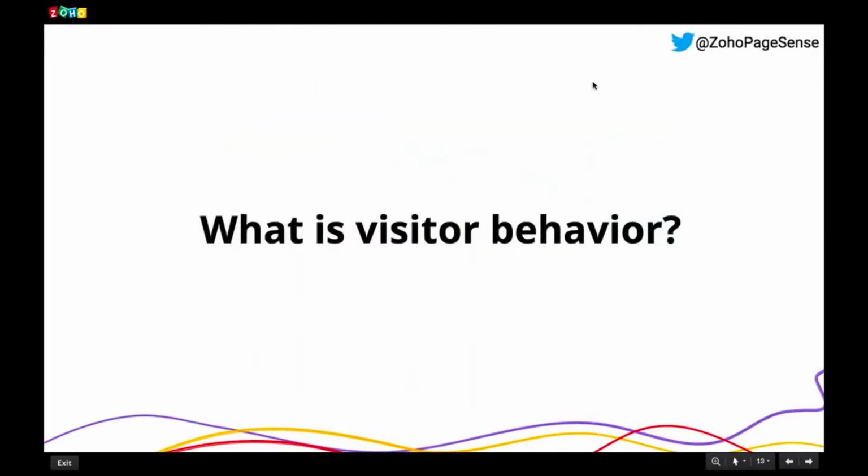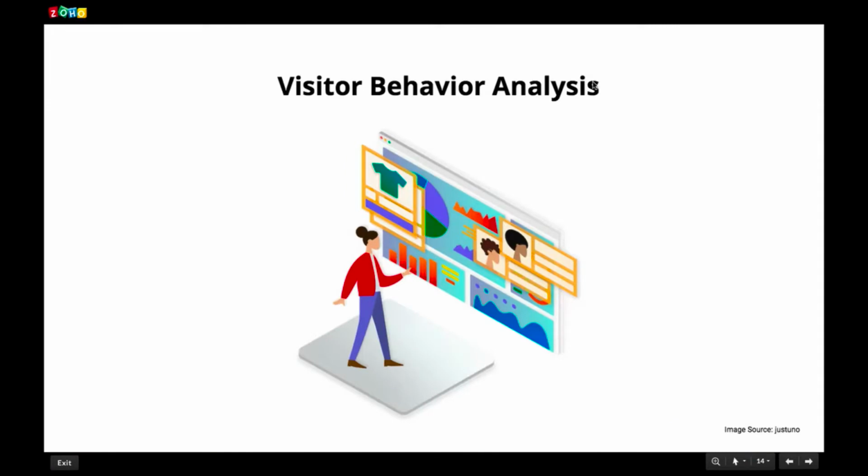So what is visitor behavior? Visitor behavior is nothing but the actions your visitors take on your website. So it could be anything like what they click on, where they click, how they scroll down a page, what obstacles they face while navigating through your site, and even what makes them drop off. So if you want to put it really simply, visitor behavior is just your visitors' interaction with your website.